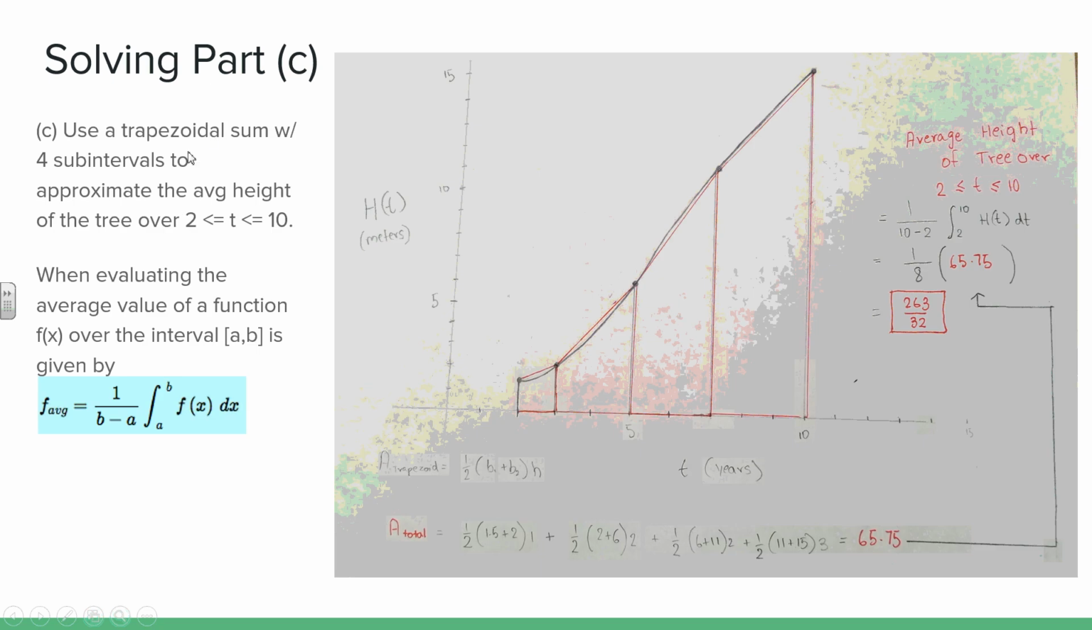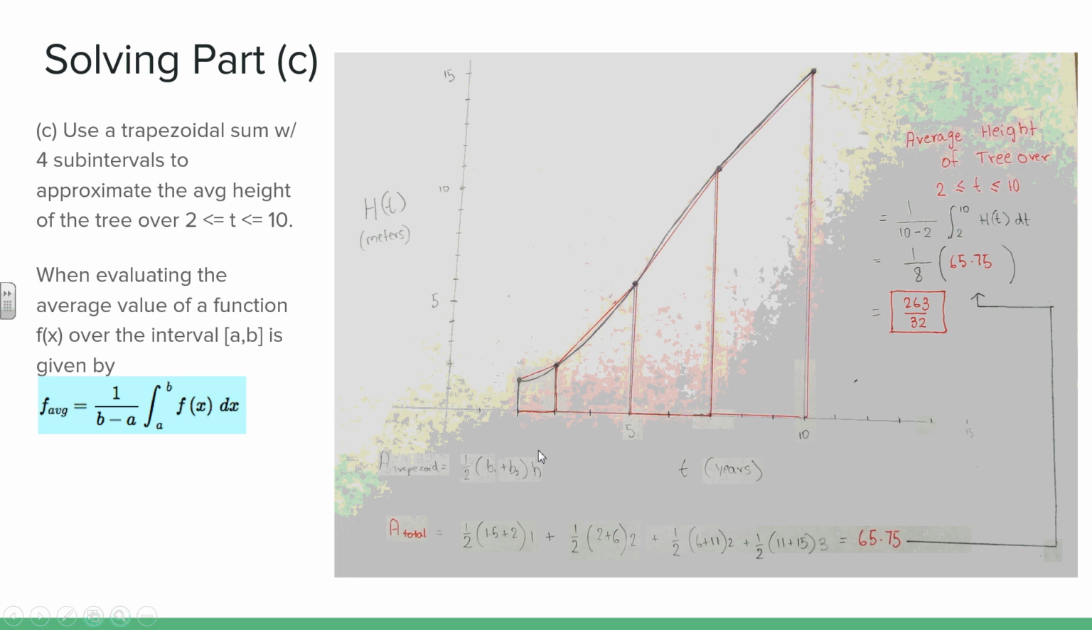In part C, you're supposed to use a trapezoid sum to approximate the average height of the tree. One of the difficult parts of this is that it is asking for average height. Remember that if you're finding the average value of something, you'll use this formula right here. So if we want the average height, it means that we want 1/(10 minus 2) times the integral from 2 to 10 of h of t dt.